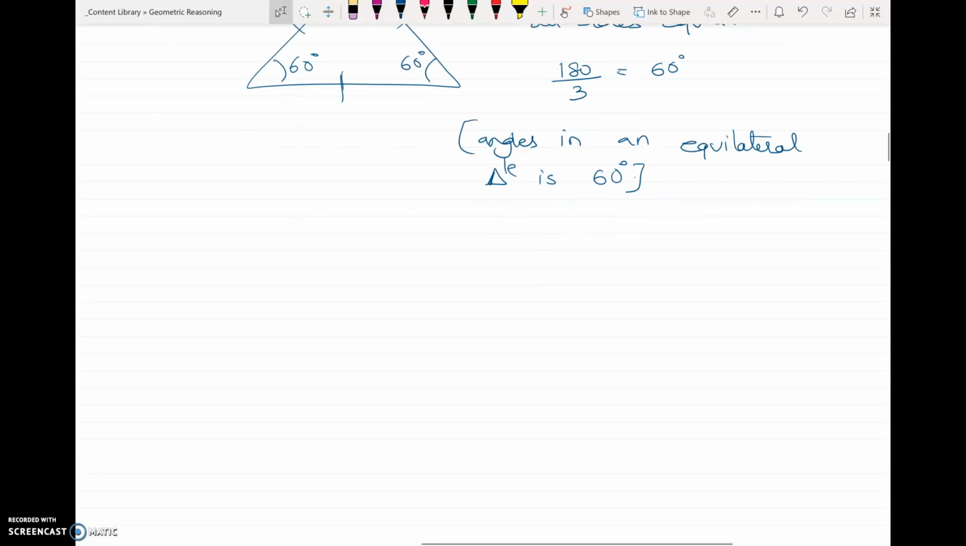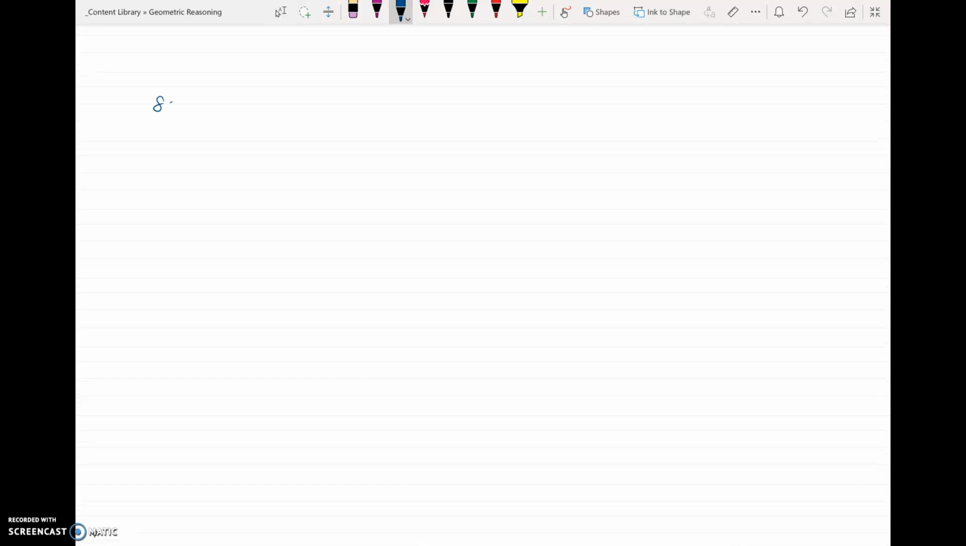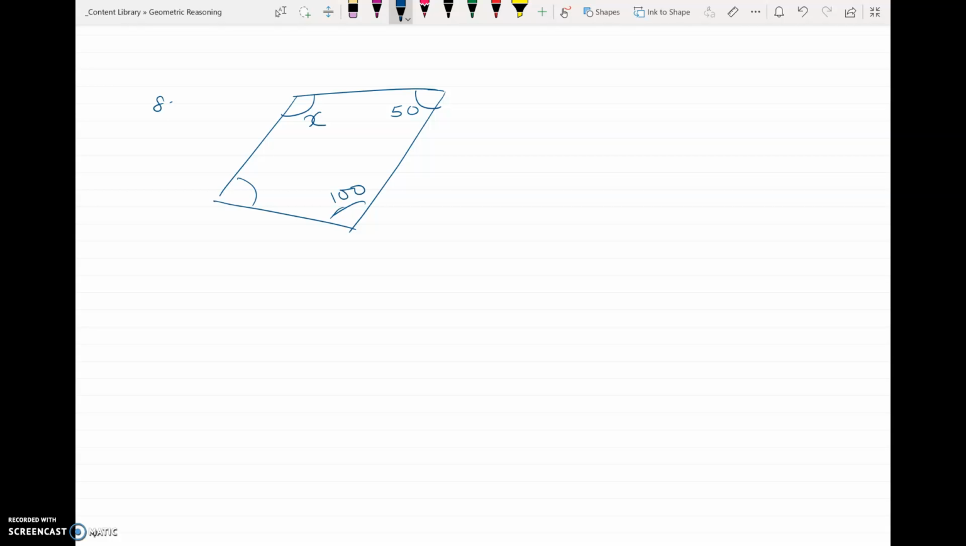Let's look at the last rule, and then I'll make another video on parallel lines. And the last rule involves quadrilateral. Quadrilateral is a shape which has 4 sides and 4 angles. So the rule for the quadrilateral is that angles in a quadrilateral add up to 360 degrees. So in this case, how do I use it?